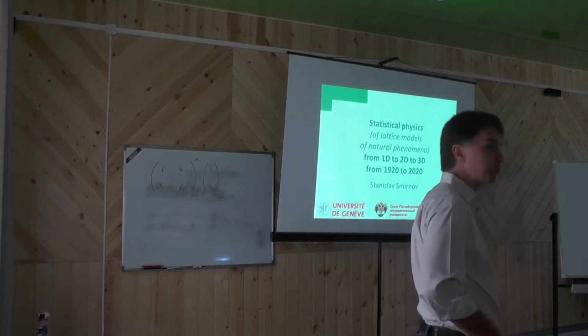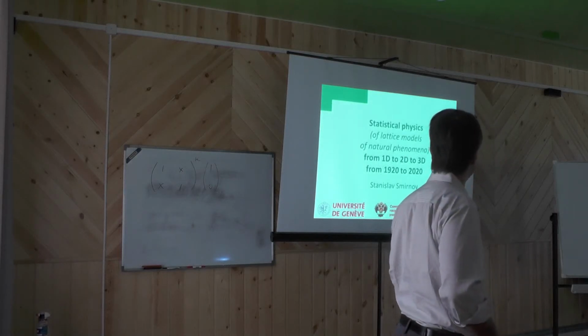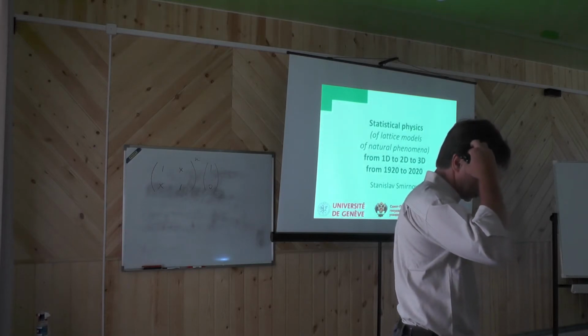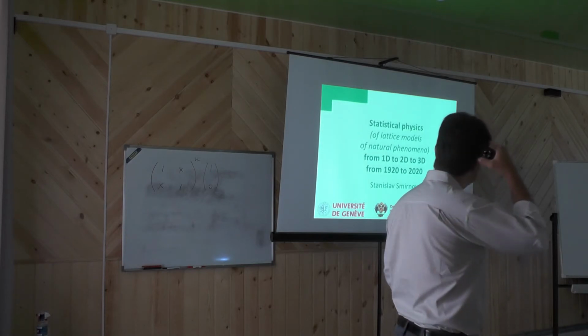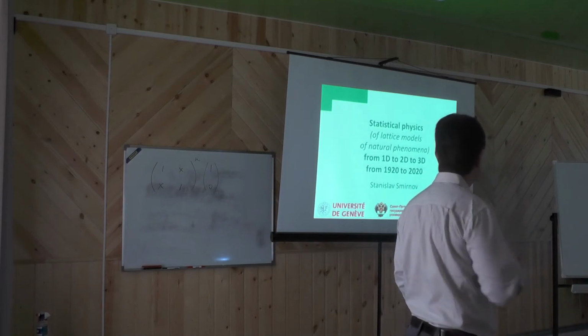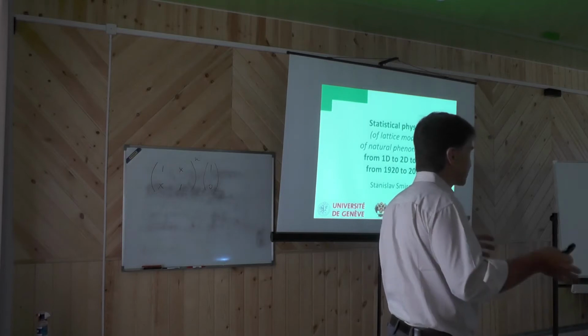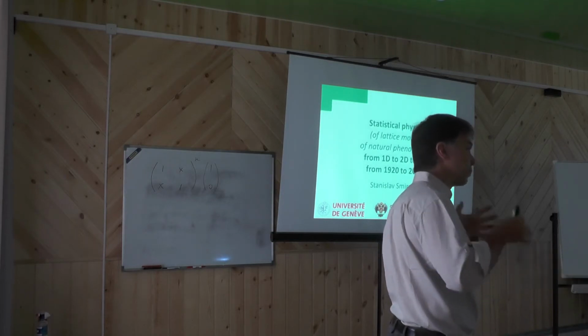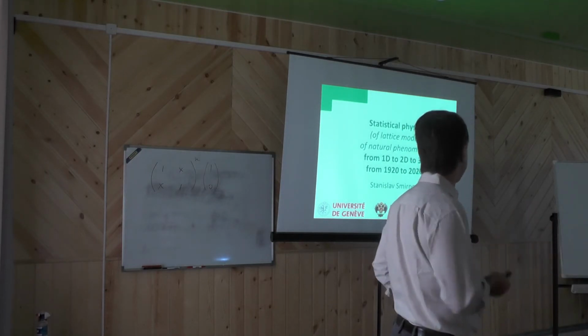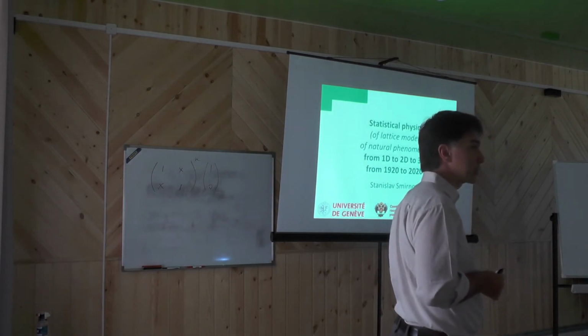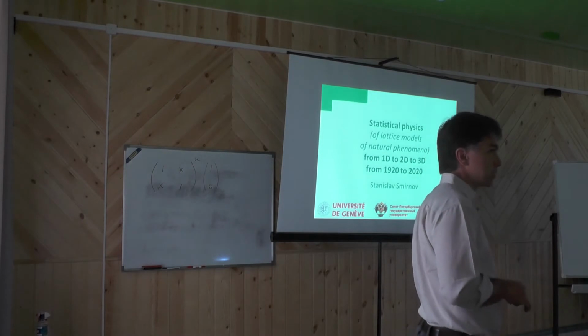The title says, it's a bit old-fashioned with many words: statistical physics. Well, statistical physics is a large area, so I will speak of statistical physics of lattice models of natural phenomena. Usually we say statistical physics of a lattice model, but you can't have a model, it's always a model of something. So it's a model of something which occurs in nature.